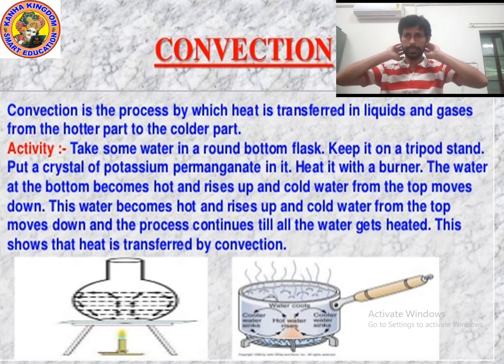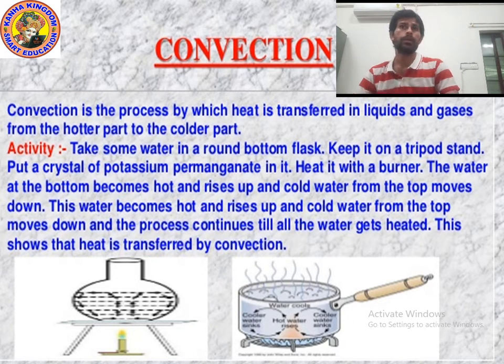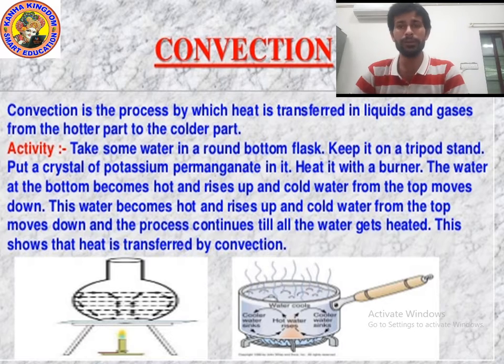Okay kids, now we are going to study about convection. So what is convection? Convection is the process by which heat is transferred in liquids and gases from the hotter end to the colder end, or you can say hotter part to the colder. Remember kids, again let's recall that conduction happens in solids only. Conduction occurs in solids and convection occurs in liquids and gases. Remember this point. Heat is always transferred from the hotter part to the colder part, or you can say from the hotter temperature of a body to the colder temperature of a body.